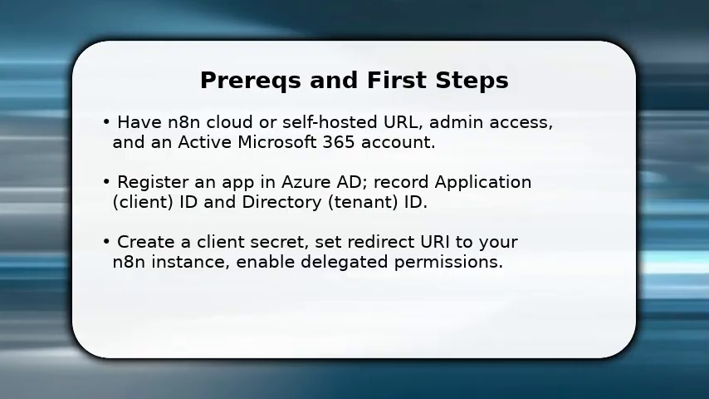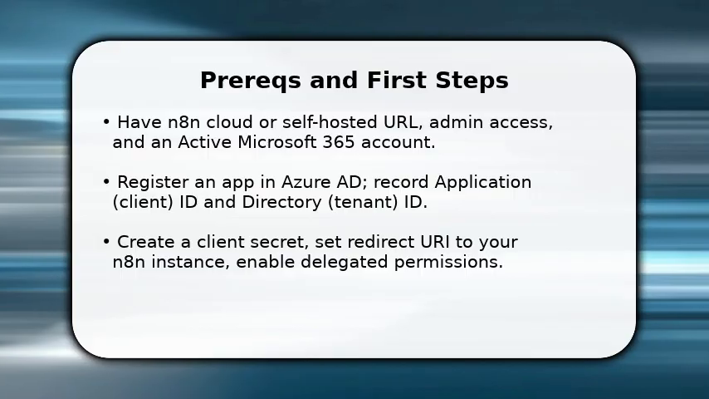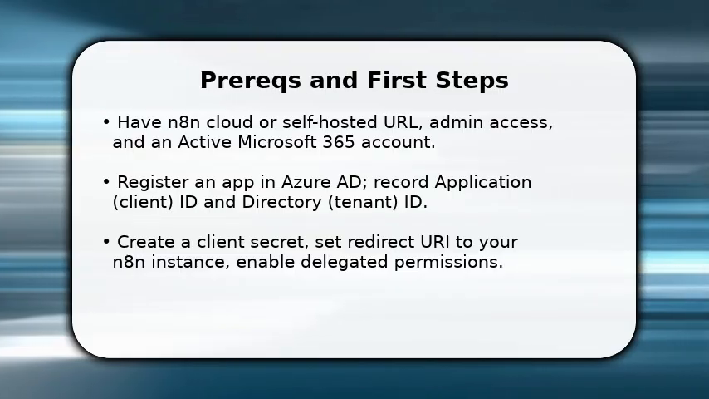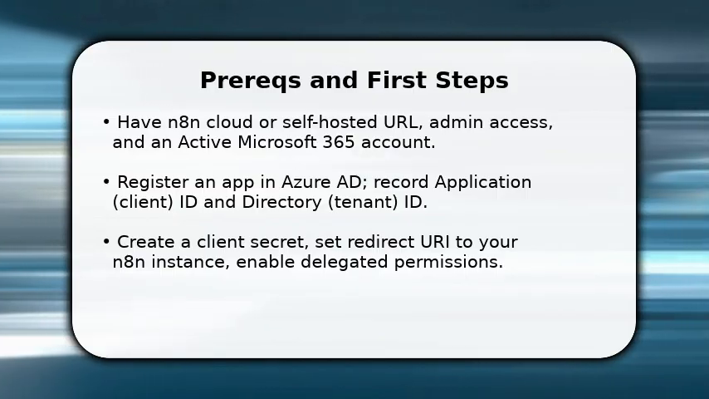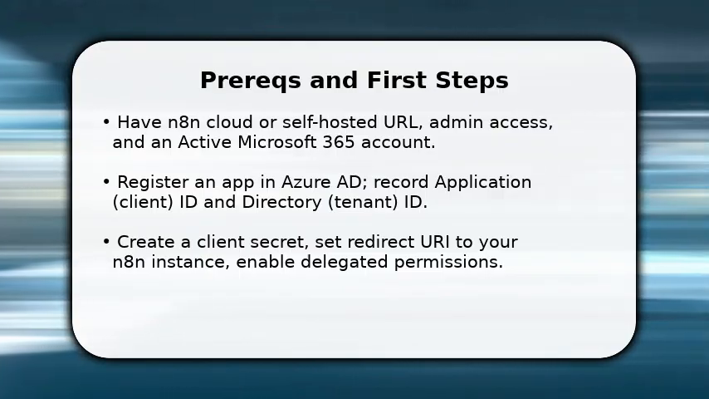You start by ensuring you have admin access to N8n and a Microsoft 365 account. In Azure AD, register a new app and note the client ID and tenant ID. These identify your integration. Then create a client secret and set the redirect URI to your N8n URL. This allows OAuth callbacks. Once done, assign the delegated OneDrive and Microsoft Graph permissions the workflow needs.